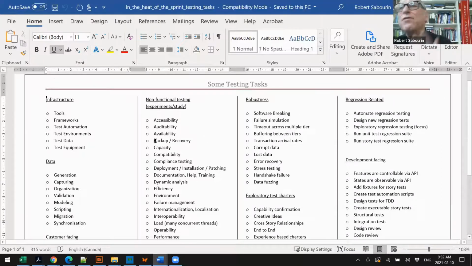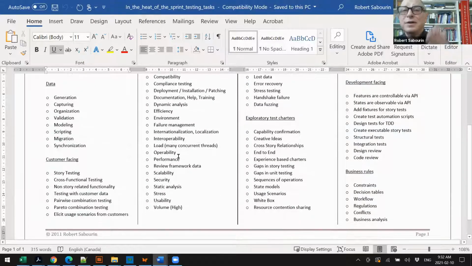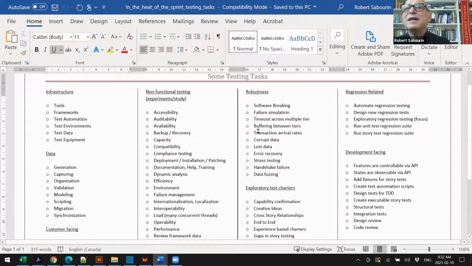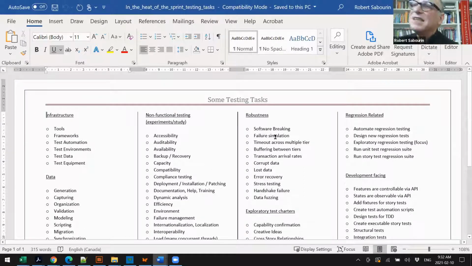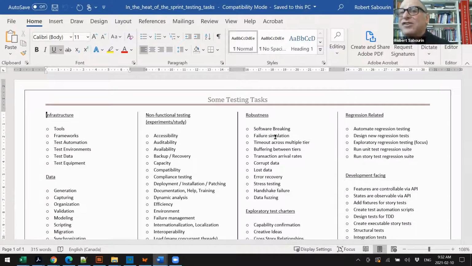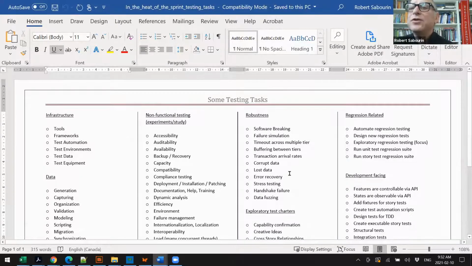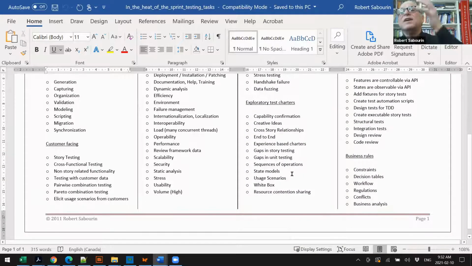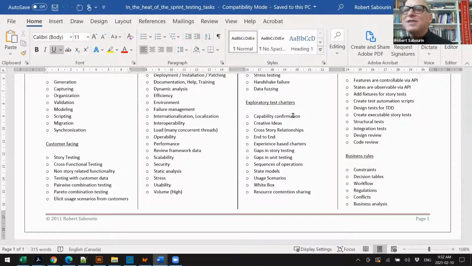There's tons and tons of non-functional testing. Those are possible testing tasks. There's robustness testing. Sometimes we actually care that the software is robust. Is it flaky? Is it solid? Does it crash all the time? Does it corrupt data? So there are robustness tasks. There are exploratory testing tasks, things you want to do exploratory testing on: capabilities, creative items, cross-story relationships, end-to-end tests, experience-based tests, gaps in tests, all of these types of things.